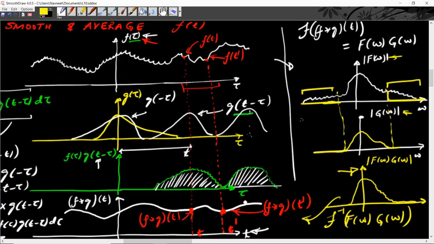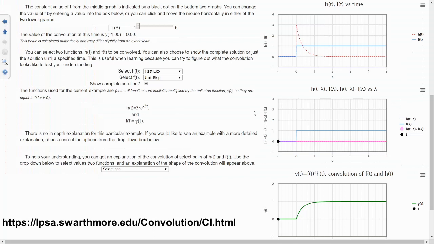So convolution can be thought of as a filtering operation where you remove a certain set of frequencies by multiplication of the Fourier transform of the original signal with the Fourier transform of another signal, such as g of omega in this particular case. So let us look at some more demonstrations of this convolution operation. I suggest that there are plenty of good convolution demos on the internet, and I've chosen one, and the link is provided in the description.